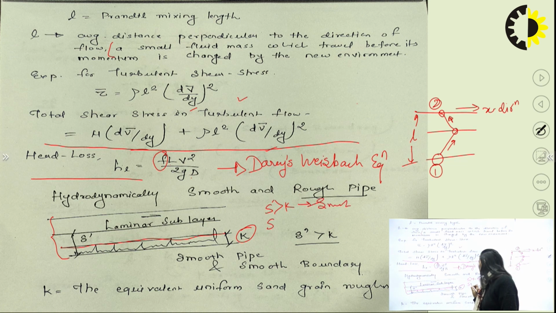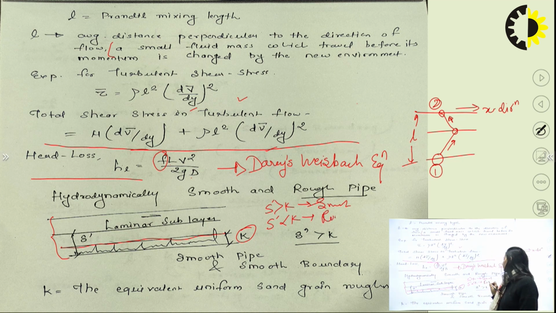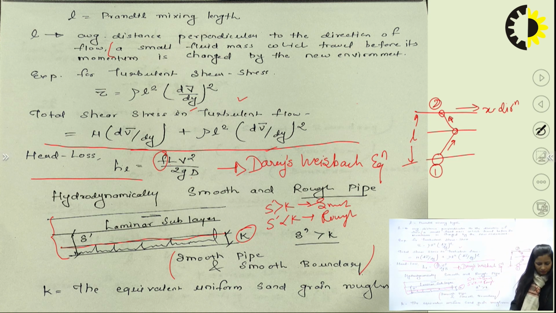If delta dash becomes less than K, what will you say? The pipe is a rough pipe. Now, in the case where delta naught was greater than K, you will say this is a smooth pipe, or you can say this is a smooth boundary. Now K is the equivalent uniform sand grain roughness.